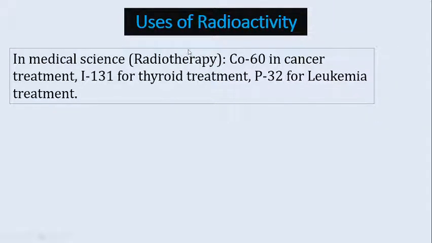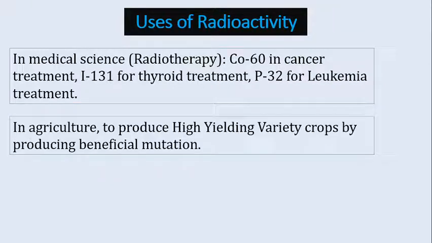Iodine-131 is used for thyroid treatment, and phosphorus-32 is used for leukemia treatment. So in radiotherapy, we use different suitable radioactive isotopes. And in agriculture, to produce high-yielding crop varieties, scientists or breeders apply different radioactive rays over different crop plants, so that it changes the DNA and causes mutation inside the body of the plant, so that most of the plants get altered or die.